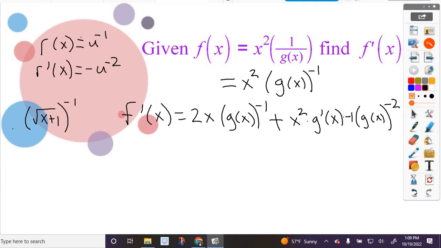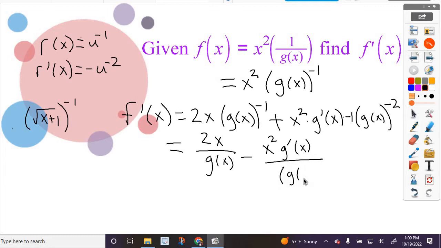Okay, but I do want to simplify just a little bit. So this is 2x, and then I'm going to move this g of x to the denominator. Then this is going to become negative x squared g prime of x all divided by g of x to the second power. Bottom negative? No, because I moved it to the bottom. I moved the negative to the front, just because it's easy.